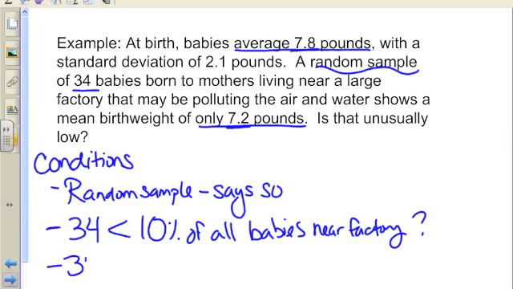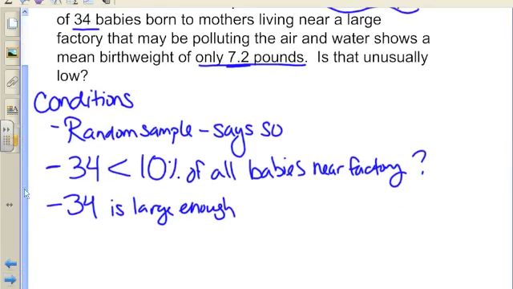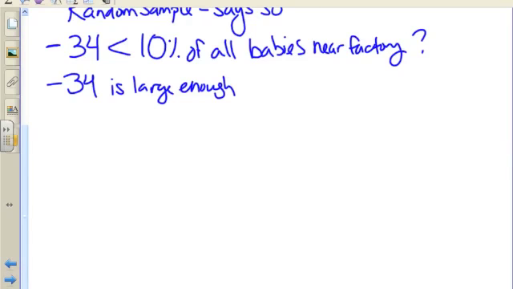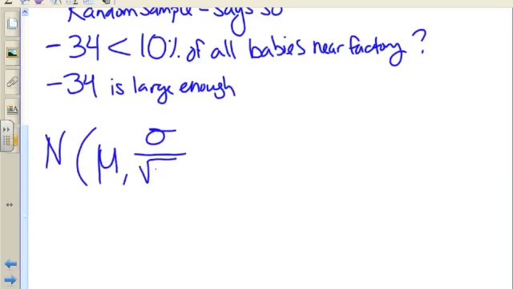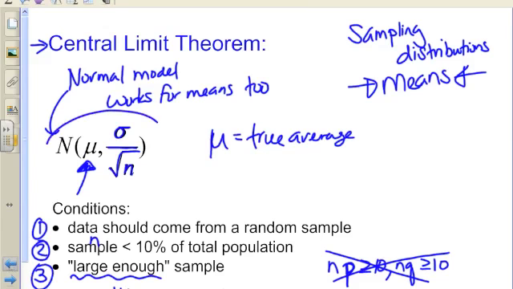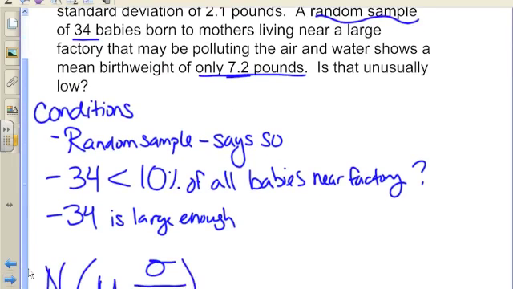And then 34, well, I said 40 to 50. This is pretty darn close. So we'll just say 34 is going to be a large enough sample. I know that seems a little arbitrary now. I promise I'll give you a little more information. Okay, so let's go ahead and use the normal model. We said it's going to be centered at the true mean. But this time we're going to take our standard deviation and divide by the square root of n. Okay, that's given here. It's going to be in your textbook. That's our formula.